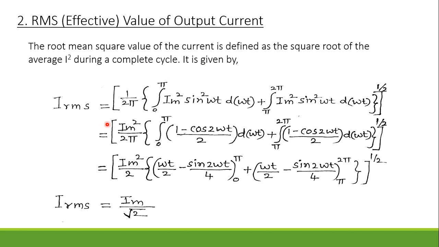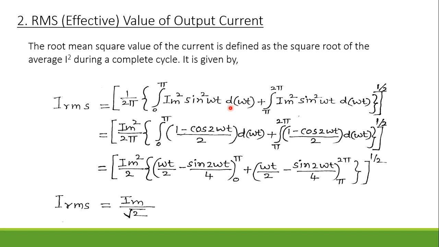It is given by IRMS equal to 1 upon 2 pi into the integral 0 to 2 pi of Im square sin square omega t d omega t. Again, this is for the positive half cycle, plus pi to 2 pi of Im square sin square omega t d omega t for the negative half cycle. Since we have taken the square, the negative sign goes and it is Im square sin square omega t d omega t, and the whole thing is raised to half because it is a square root.